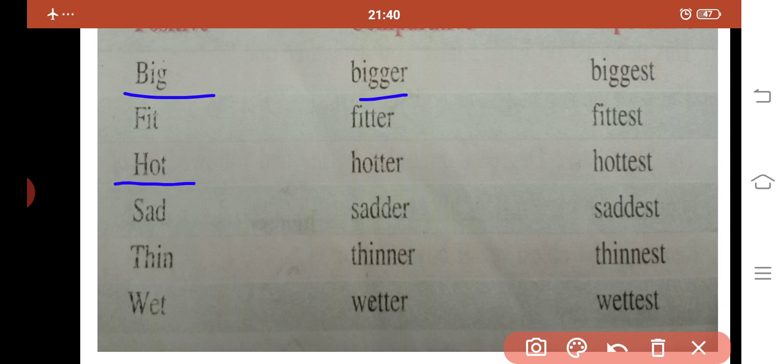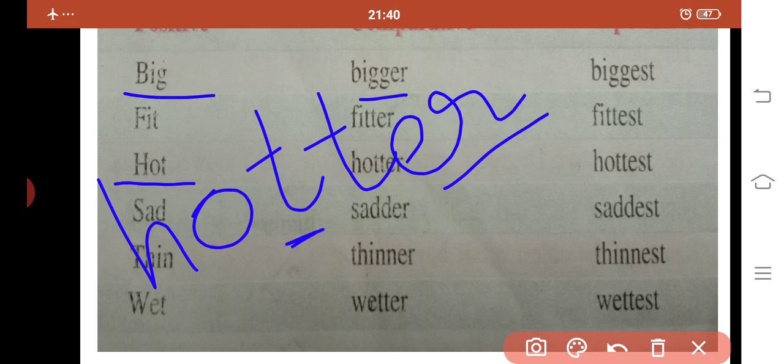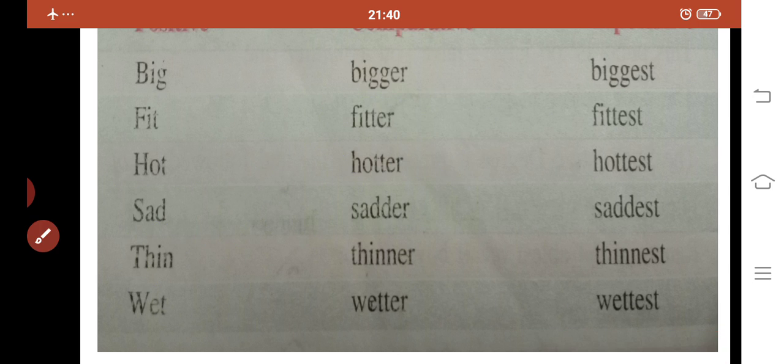Here, at the end of the word, we have a consonant letter T, and this consonant letter is preceded by a vowel O. So we have to change it. This consonant is doubled. Okay, it becomes double T. And then we have to add er to this word. At that time we get the comparative form. Okay, this is one type of rule.